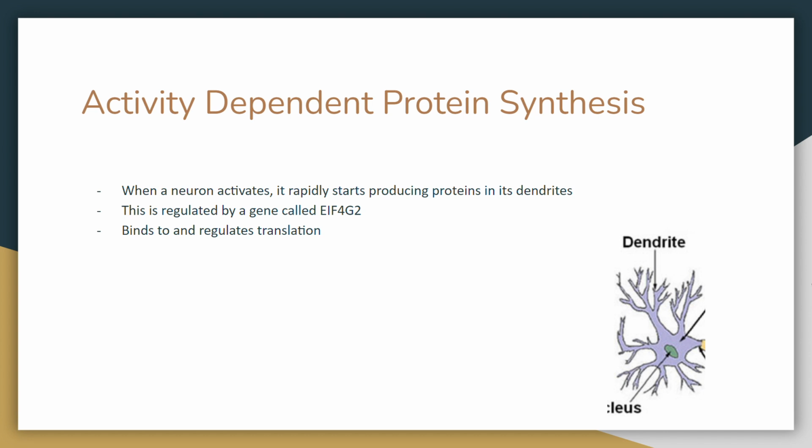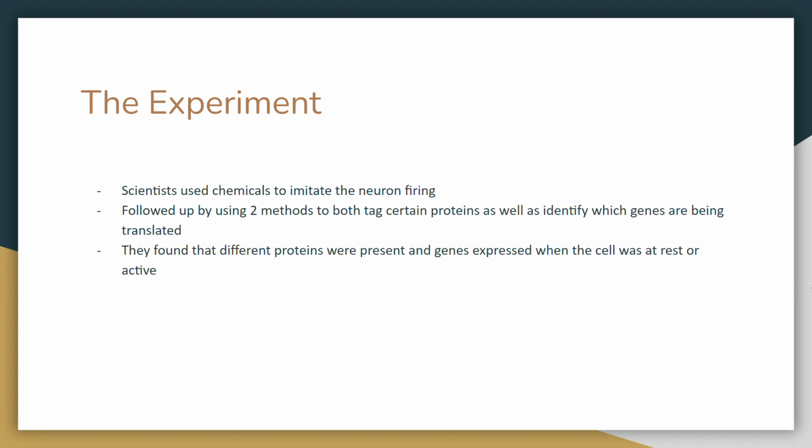So, the actual experiment that they did is that scientists used certain chemicals to make the neuron imitate firing, having electricity run through it. They followed this up by using two methods to tag certain proteins, as well as identify which genes were being translated. These two methods were called TurboID, which is the one that tagged proteins near particular parts of the neuron, and CLIP, which were the ones that identified the RNA being translated. What they found was that different proteins were present and different genes were expressed, depending on whether the cell was at rest, not having a signal fired through it, or active, having a signal fired through it.